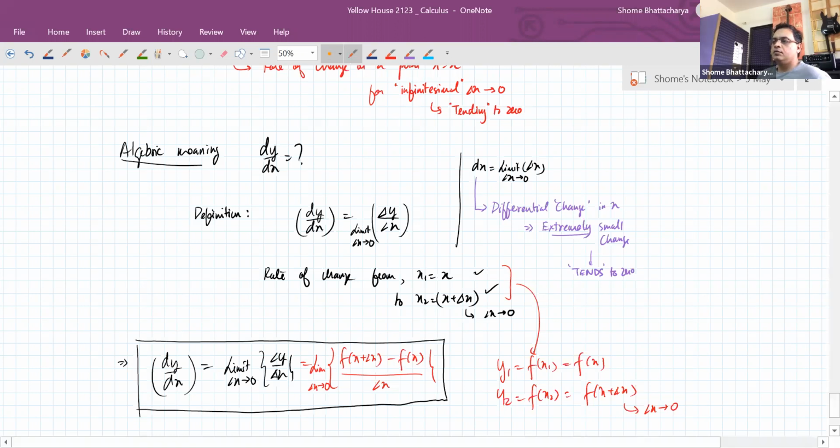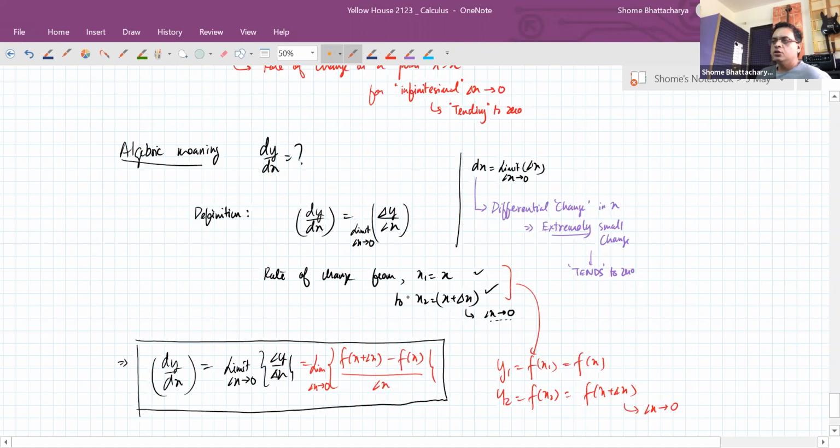So what is the limit? Can you please explain again? So see, we are calculating the rate of change of y with respect to x from x1 to x2, where x1 is the instantaneous value of x, that is x only, and x2 is a value of x that is very close to x. That means it's x plus delta x, with delta x tending to 0. Is this point clear? Yes, sir.